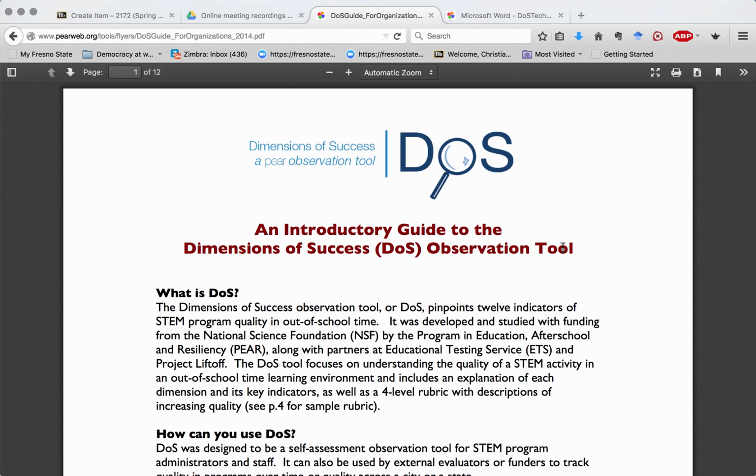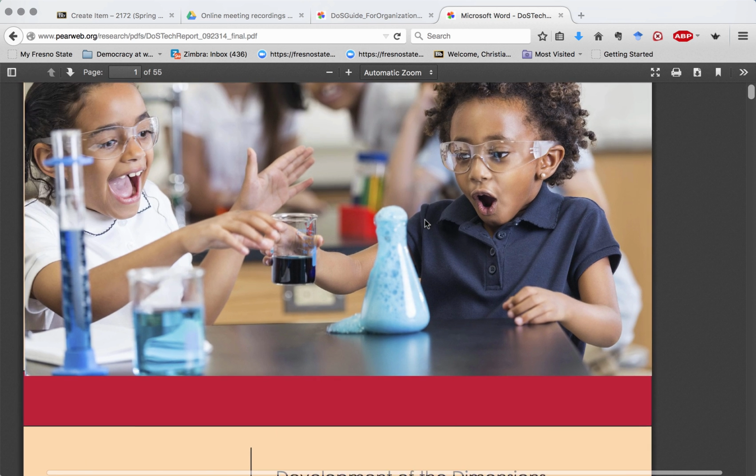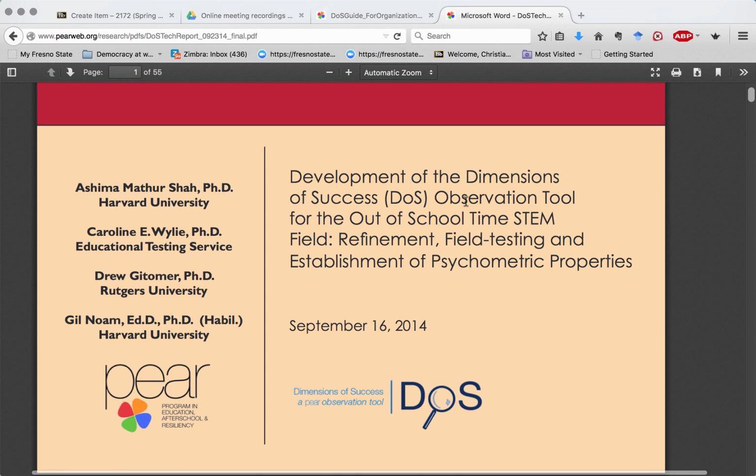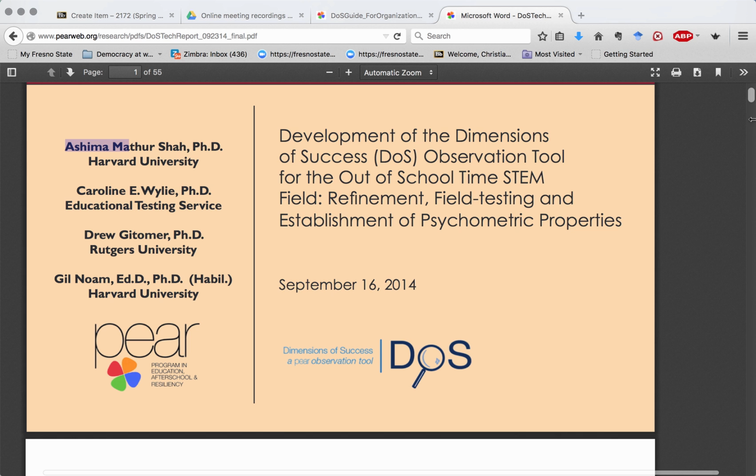However, as a researcher and maybe also as a critical user, you would want to know a little bit more about the detailed development of a tool. So this is where the technical report or the psychometric report comes in. And we see here the same lady again, Ashima, and then there was this lady here from the Educational Testing Service, and then there's this person, Jill Noam from Harvard, and Drew Gittimer that published this. So this again is how they developed and refined the observation tool, and then they document the field testing and establishment of psychometric properties.